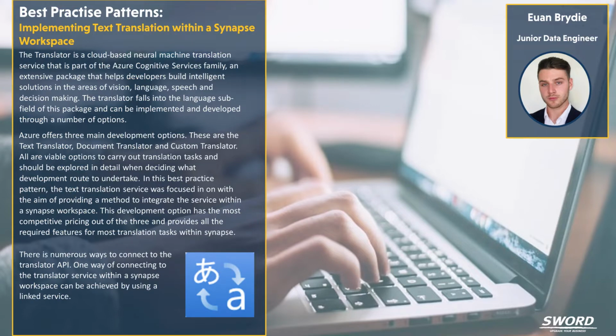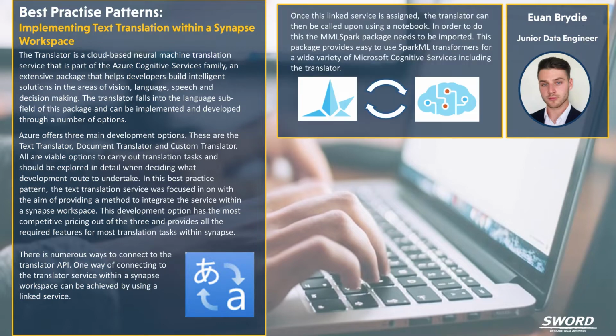There are numerous ways to connect to the Translator API. One way of connecting to the Translator service within a Synapse workspace can be achieved by using a linked service. Once this linked service is assigned, the translator can then be called upon using a notebook. In order to do this, the MML Spark package needs to be imported. This package provides easy-to-use Spark ML transformers for a wide variety of Microsoft Cognitive services, including the translator.